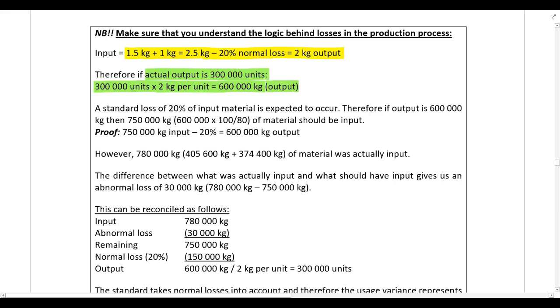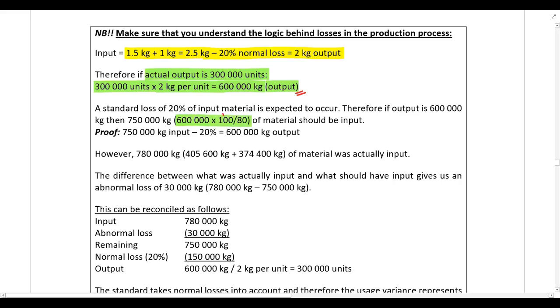So working backwards, if output is 600,000 kilograms, how many kilograms would they need to input? Obviously, they can't input 600,000 kilograms because there's a 20% loss in the production process. So if they only input 600,000 kilograms, the output will not be 600,000 kilograms. So working backwards, 600,000 kilograms multiplied by 100 over 80.